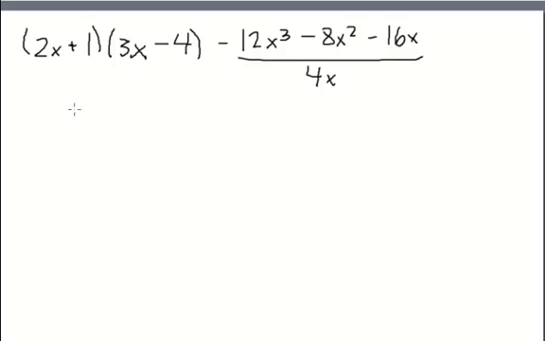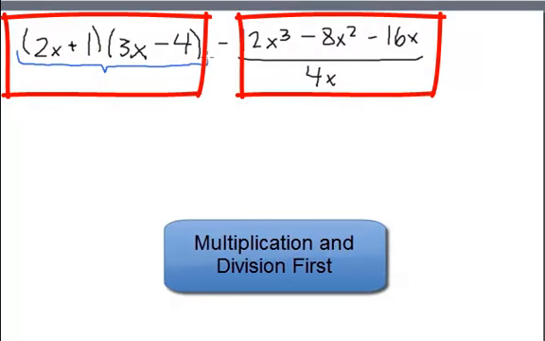Okay, so I have here (2x + 1) times (3x − 4), all minus (12x³ − 8x² − 16x), which is divided by 4x. So remember that I'm going to do the multiplication and division first. Let's work with this one, which is to my left here.